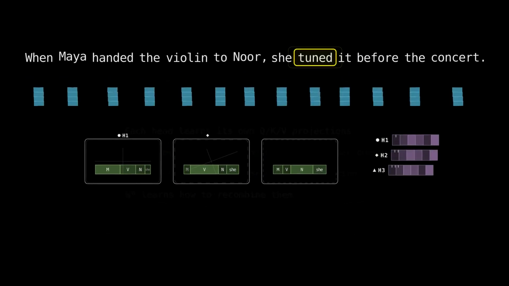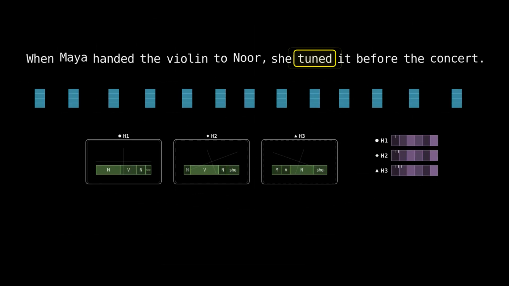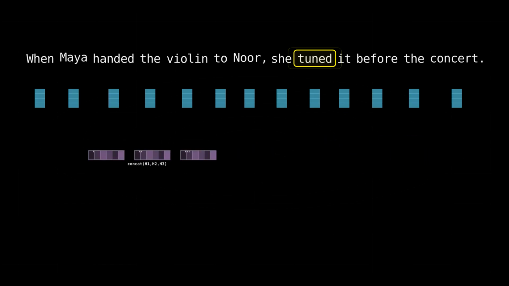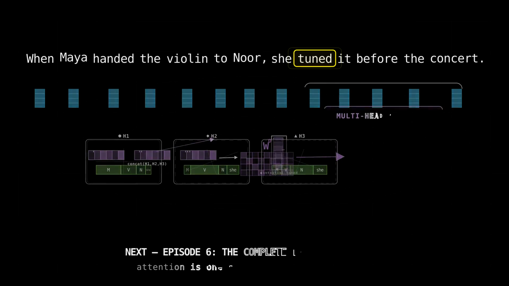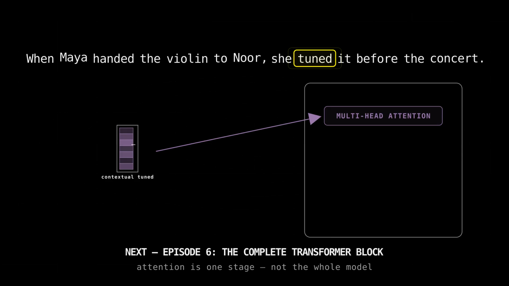Return to "tuned." Several projected spaces produced several routing patterns. Each head built its own value mixture. Concatenation preserved those mixtures. The output projection merged them into one updated contextual vector. Several views have now become one result, and even that result is only part of the machine.